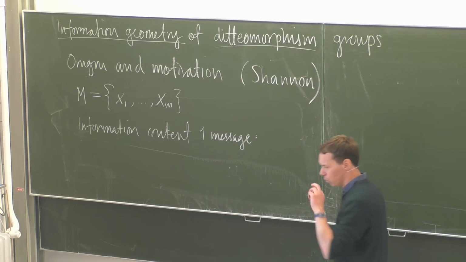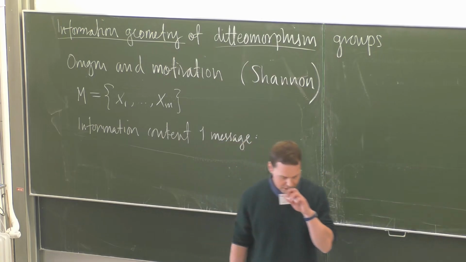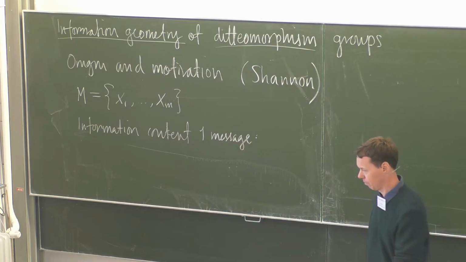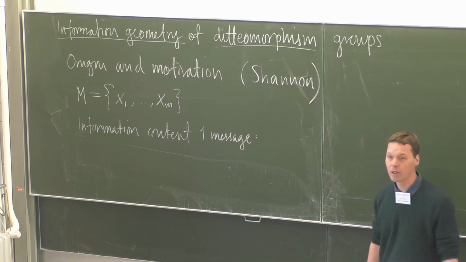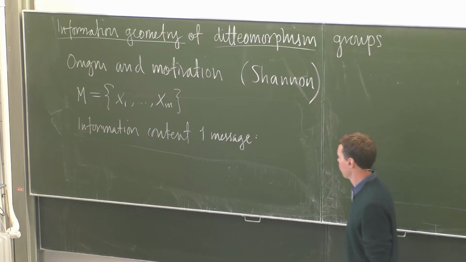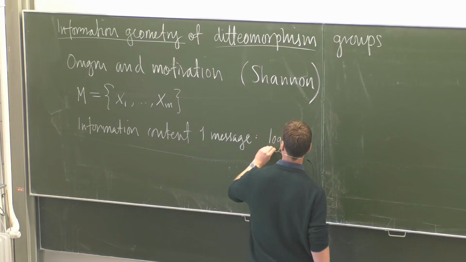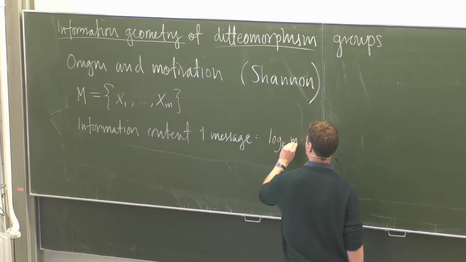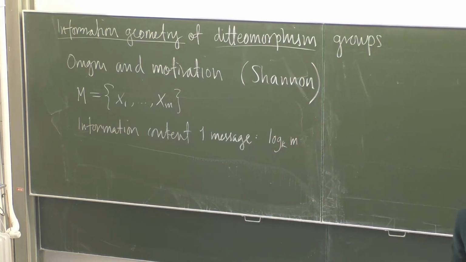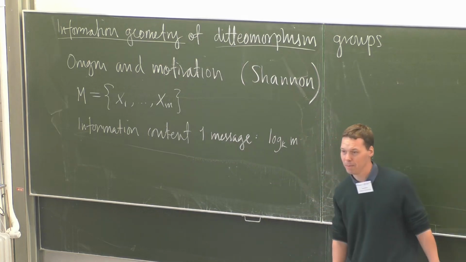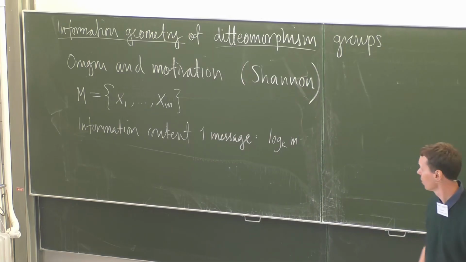But actually, and I think this was suggested even before, the idea is that instead you take the logarithm in some basis of m. So the information would be log of m. M is the size.